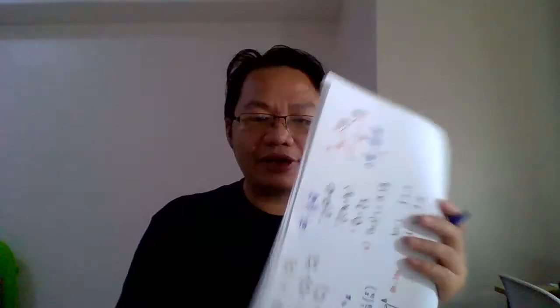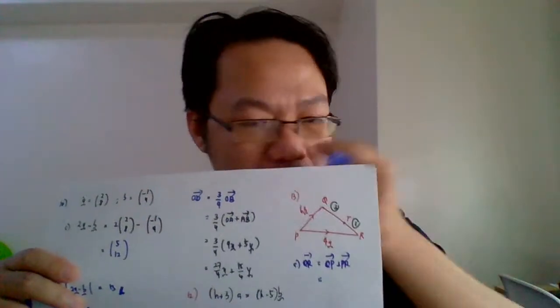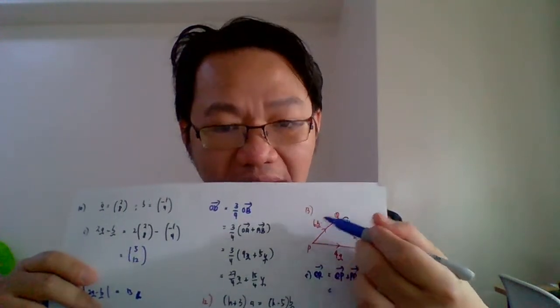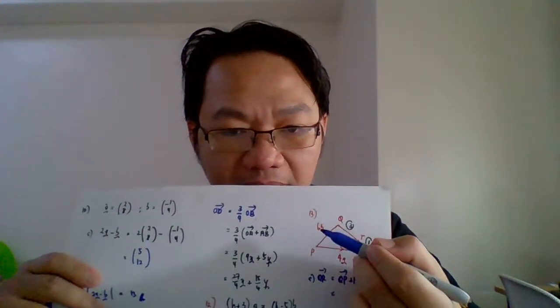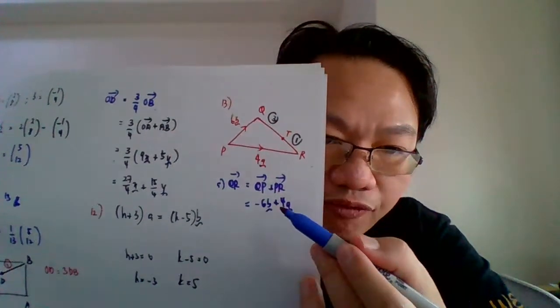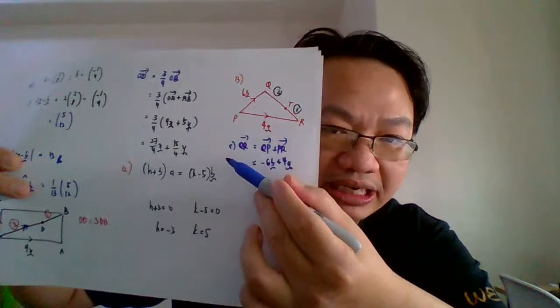Very straightforward. So, question A, QR actually equals QP plus PR. QP, if you look at your diagram, the diagram gives you the PQ direction, but the question now is QP, the opposite direction. So what happens to your vector? We must put negative 6B. So negative 6B plus PR is a positive 4A, same direction. So that is your answer here: negative 6B plus 4A. That is your question A.